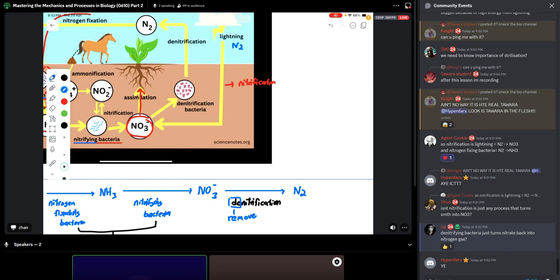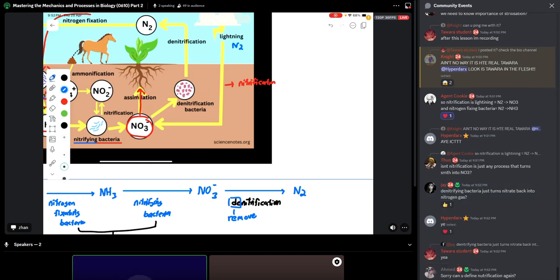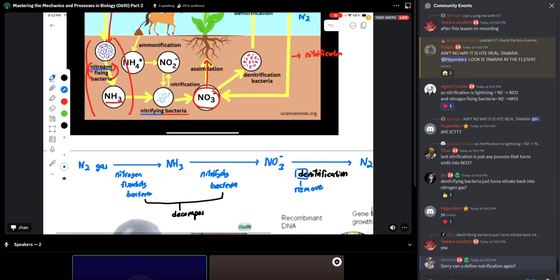Okay, so right now, do you understand this? So nitrification is basically using the nitrogen from the air to convert into a safer product for the plant to take up.